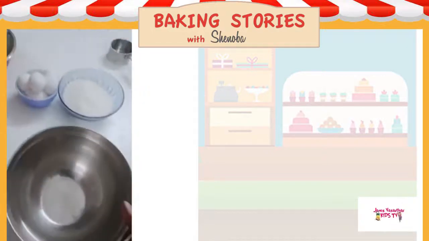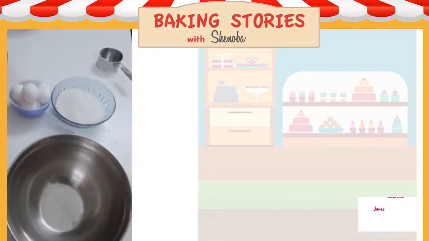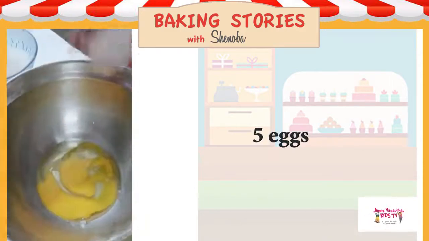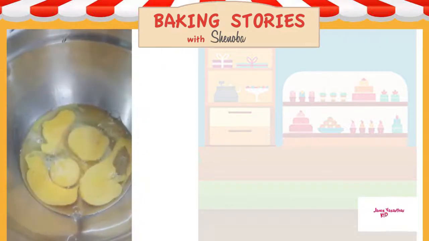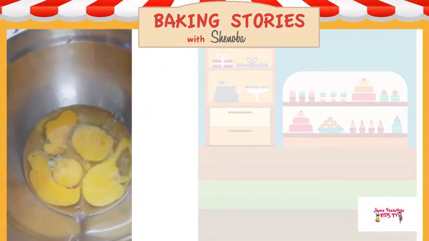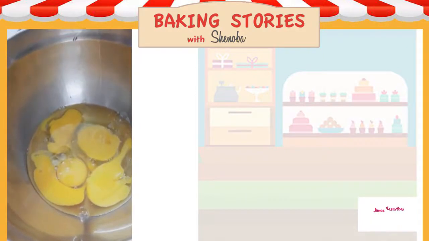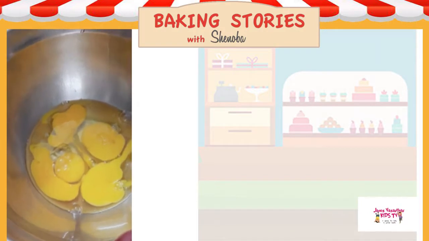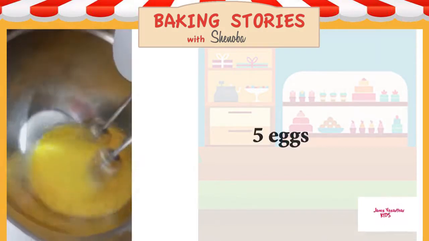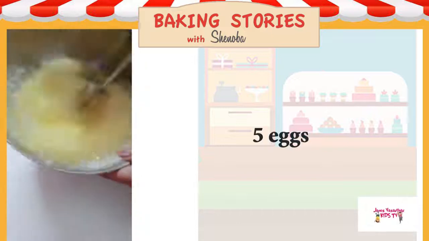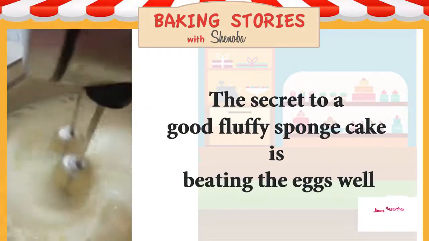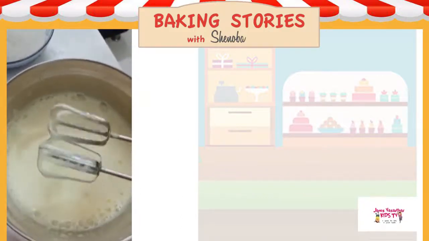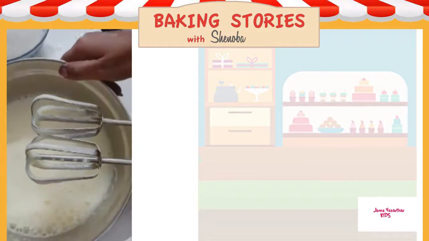Now it's our turn to make the wet ingredients, and for this we need 5 eggs. That's the first step. Egg is what gives it the fluffiness. We have to beat the eggs really, really well, and all the air and the sponginess comes from this. As you can see, the 5 eggs are nice and fluffy.